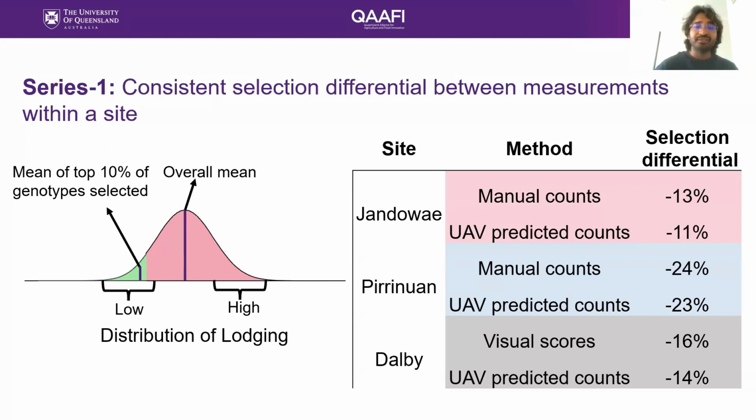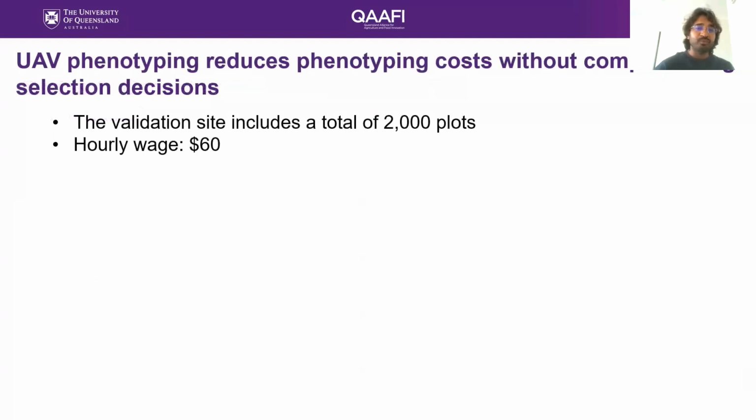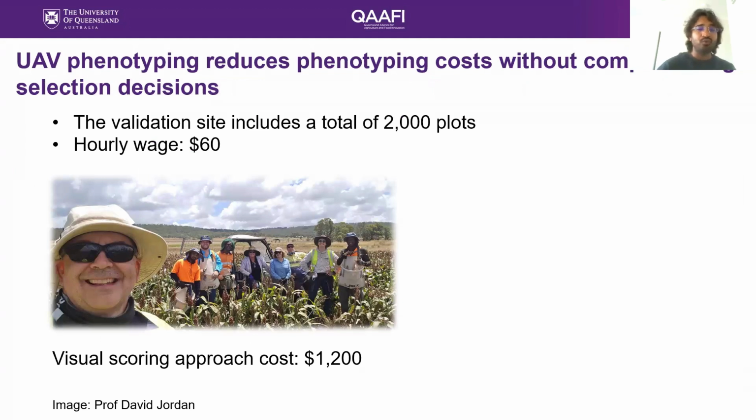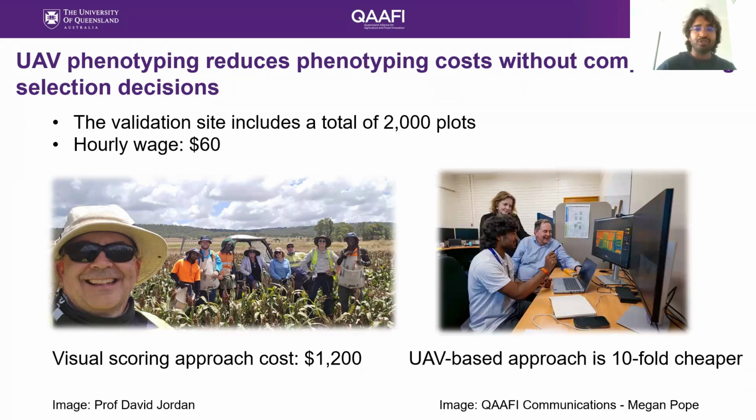But for plant breeders, it is not only about accuracy, it is about what it costs to run the experiments. For example, the validation site includes 2000 plots. Visual scoring would cost approximately $1,200 to score those 2000 plots. If we use UAVs, it is tenfold cheaper. These cost savings could be used to phenotype more locations or we can increase our trials.